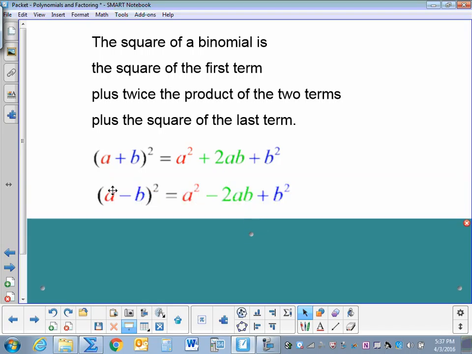So here's what it looks like. The square of a binomial is the square of the first term plus twice the product of the two terms plus the square of the last term. So here we have two binomials that we're squaring, a plus b and a minus b squared. And we can see the pattern or the rules are the same, except the middle terms are different. And the middle terms match the binomial being squared.